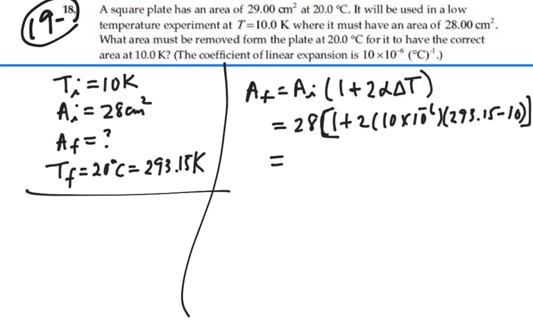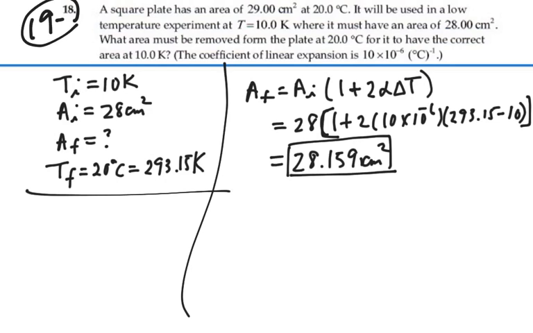Plus 1 times 28. I get 28.159 square centimeters. So that's what would happen if we had the perfect area at the low temperature and then we allowed it to expand to room temperature. It would be that size, 28.159 square centimeters.